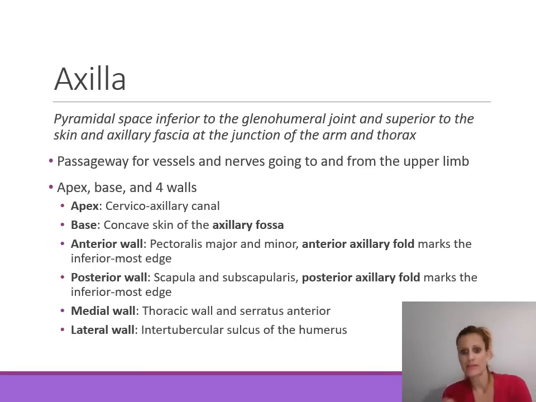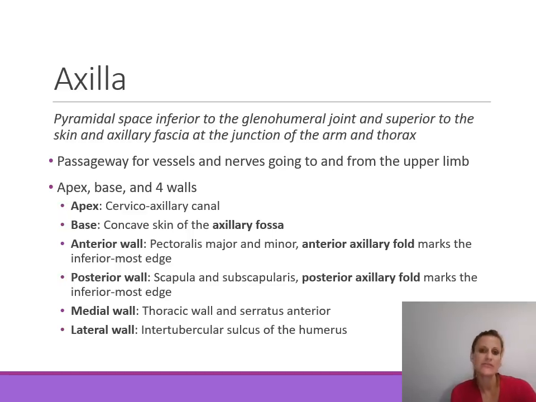The axilla is the pyramidal space that's inferior to the glenohumeral joint, so below the shoulder joint, and superior to the skin and tissue and axillary fascia at the junction of the arm and the thorax. So between the shoulder joint and the underarm, this is the axilla. The axilla provides a passageway for blood vessels and lymphatic vessels and nerves that are passing to and from the upper limb. The axilla has an apex, a base, and then 4 walls, anterior, posterior, medial, and lateral.